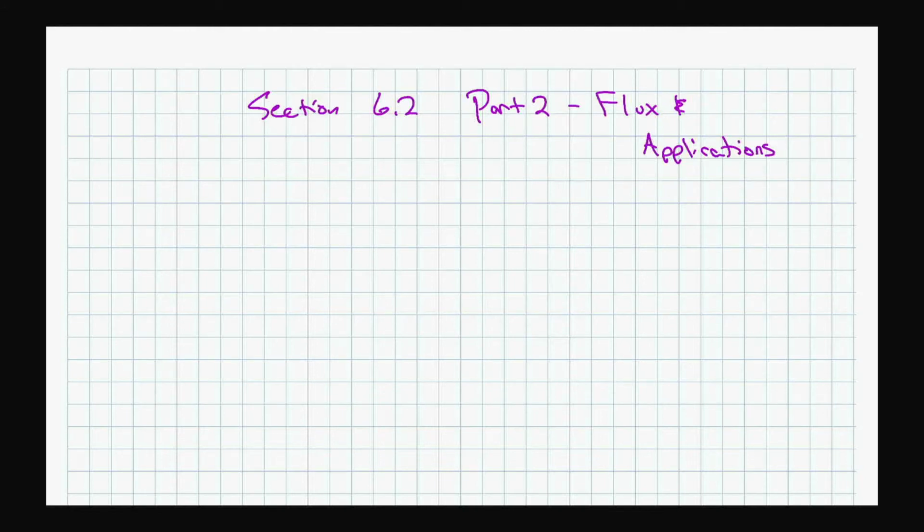Okay, everybody. So what we're going to be looking at today is the parts of section 6.2 that we didn't cover in the original lecture. Basically, I stopped before we covered flux or did any of the applications problems. So what we're going to do now is just go over that briefly, and hopefully this won't be too long of a video. So let's just recall where we were.